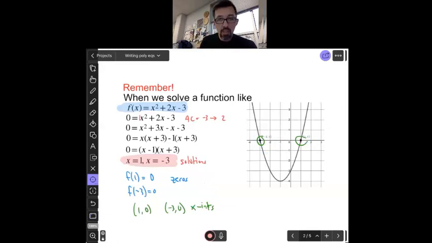Is that clicking with you guys? Things you remember talking about last semester? At any point something sounds fuzzy, you really need to make sure you're speaking up, because I'm taking this idea and we're going to start applying it now. So if this is not clear, it's going to be really hard to do the next thing.